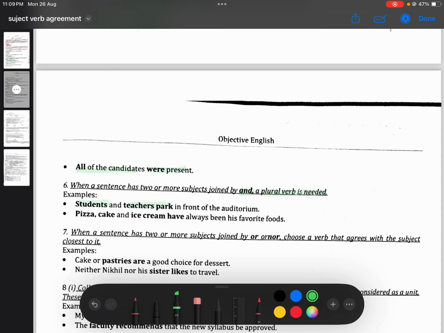Students and teacher park in front of auditorium. Pizza, cake, ice cream have always been his favorite.